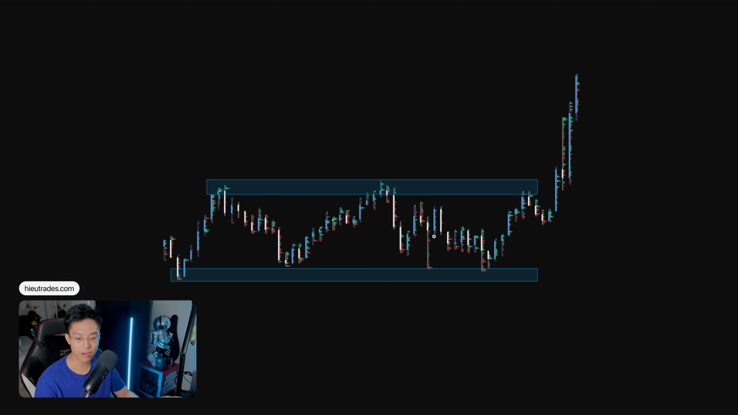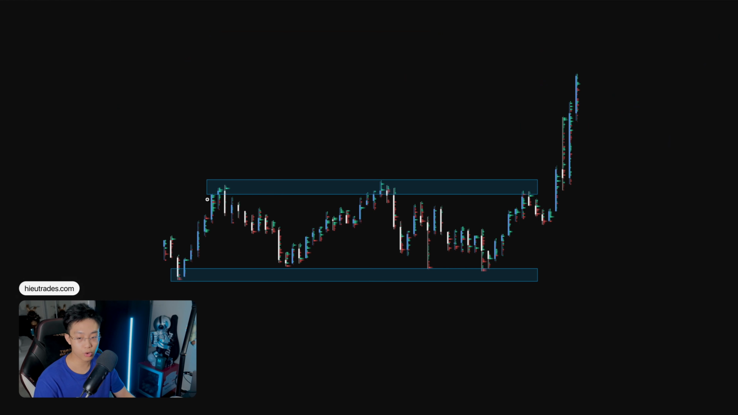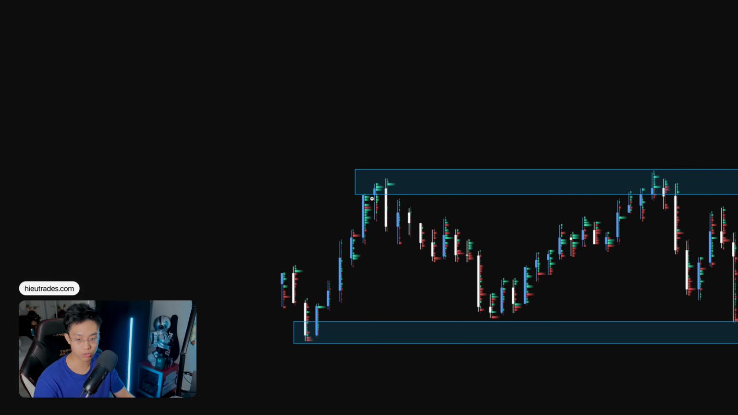But that isn't enough to solidify if the move is valid when you break out of a range, right? And that is where your footprint and order flow comes into play. So this is your basic footprint chart, specifically the delta profile. Delta is the difference between aggressive buyers hitting the ask and aggressive sellers hitting the bid. If it is green, that means aggressive buyers are in control at this certain level. If it is red, aggressive sellers are in control at a certain level.